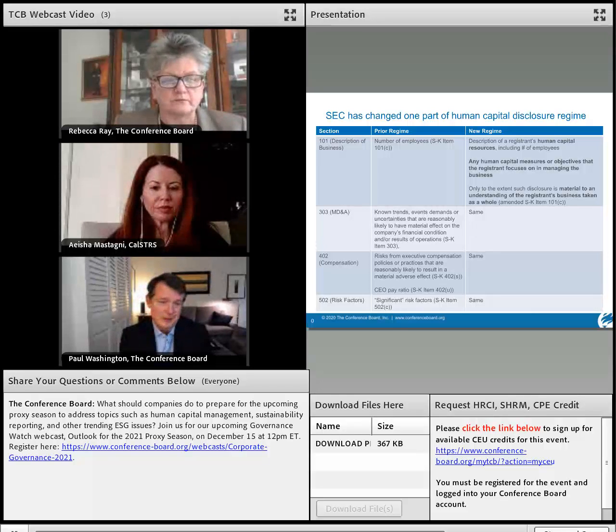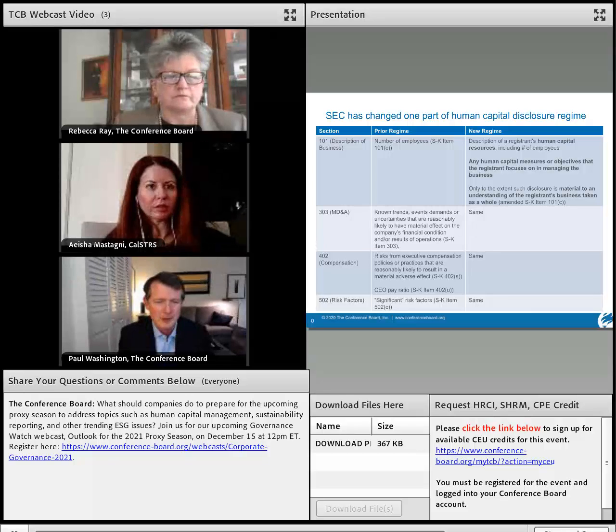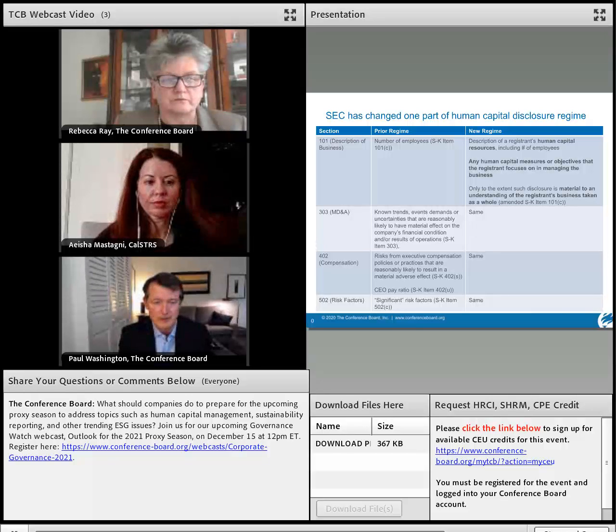Another way of looking at it that's broader is that this is sort of the thin edge of the wedge. This is the SEC getting into the business of having you put ESG, human capital disclosures, into your Form 10K. And both of those may be true, in fact, the narrow and the broad view.